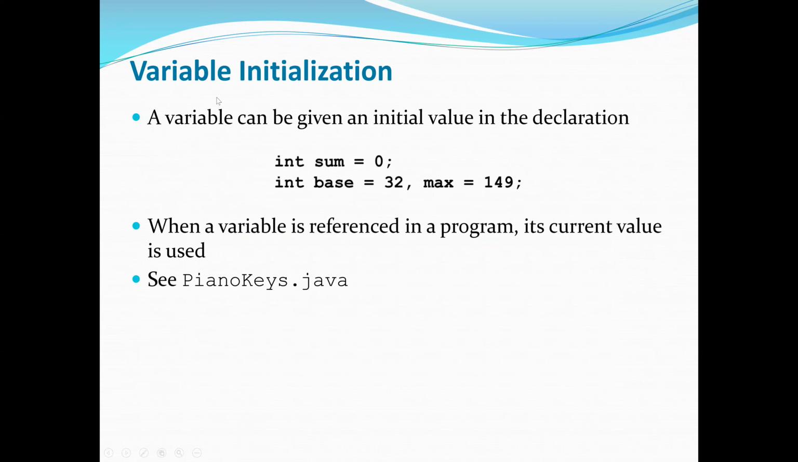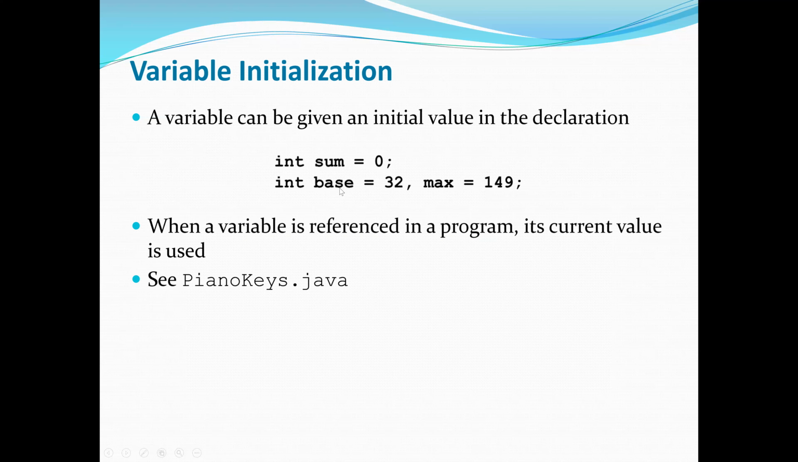Also, we can declare a variable and initialize it. So a variable can be given an initial value in the declaration. Here we declare a variable named sum. The data type is int, which is a whole number, integer. And we initialize it to 0.